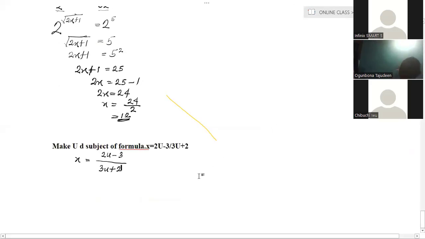Now, we want to make u the subject of the formula. So the first thing we do is to cross multiply. When we cross multiply, this is over 1. We have x into 3u plus 2 equals 2u minus 3. Multiply out here, we have 3ux plus 2x equals 2u minus 3.